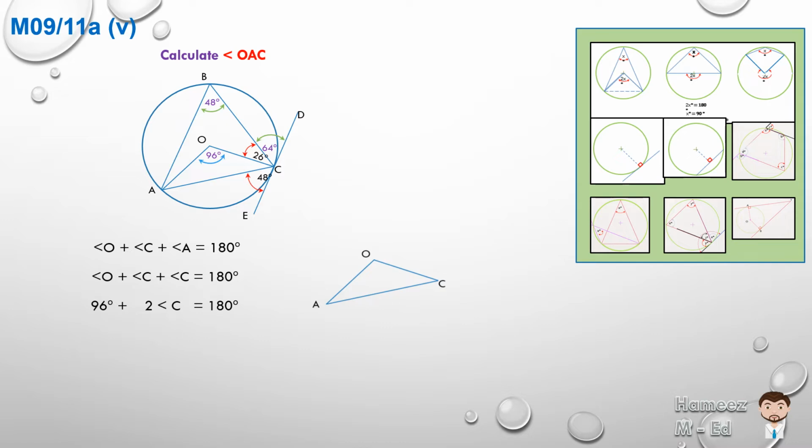So if we want to get 2C alone on the left hand side, we need to move the 96 across. So we get 2C is equal to 180 minus 96. So 2C is equal to 84 degrees. And angle C now, we need to move the 2 across. The 2 is multiplying on the left hand side. When you carry it across, it will be the multiplicative inverse, or it means to divide. So 84 divided by 2 gives us angle OCA, which is the angle at C, is equal to 42 degrees.